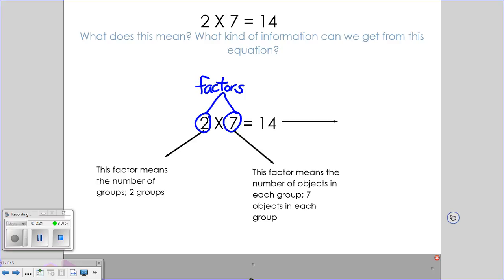Have you learned what the word is for when you have the answer to a multiplication sentence? Have you learned that word yet, Matthew? Yes. What is it? Product. Product. Very good. So our last number is a product. And that product will give you the total number of objects. First, we have number of groups. Second, we have objects in a group. And then lastly, we get to figure out how many objects all together.